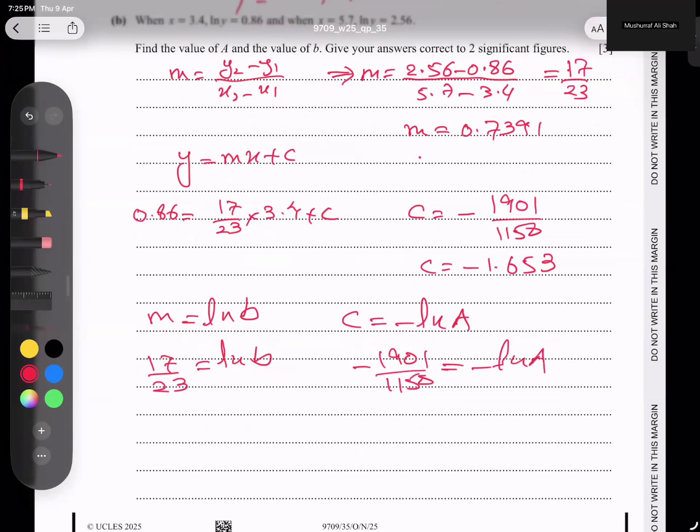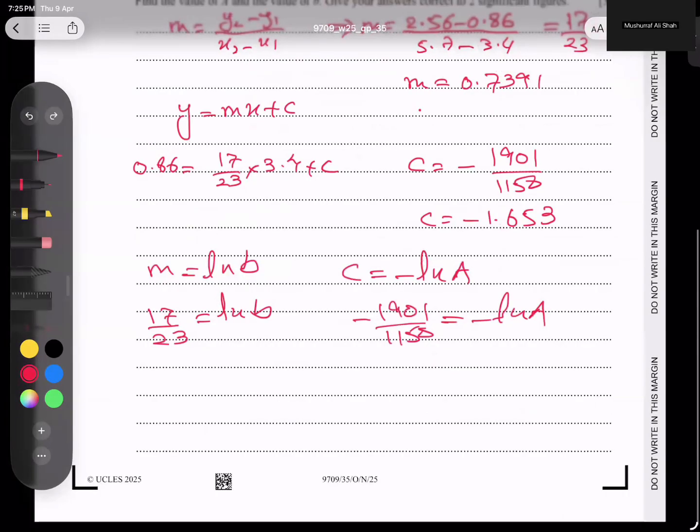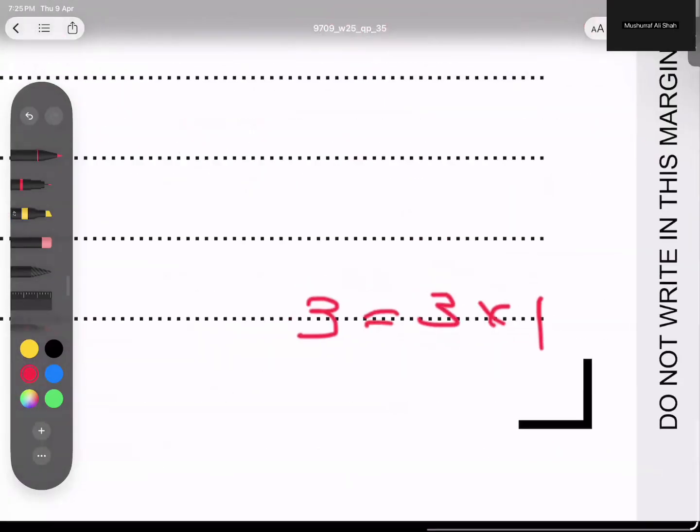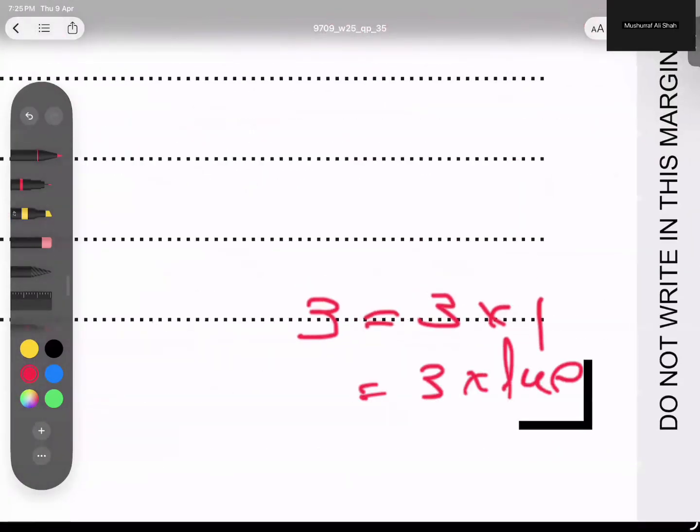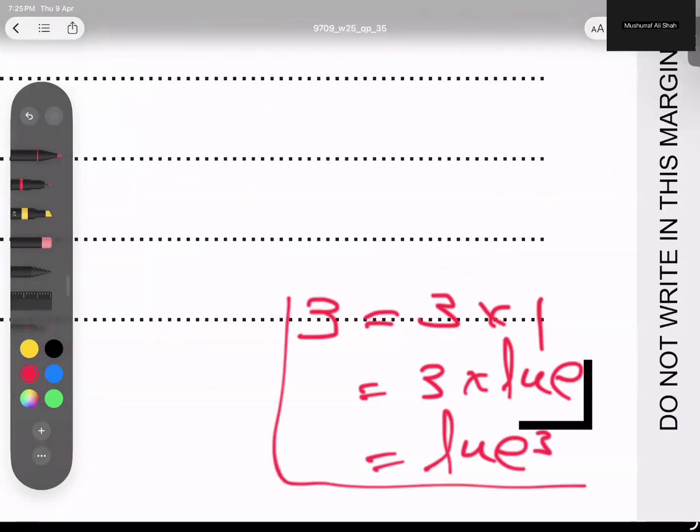So, students, the negatives cancel from both sides. Whenever a log is available here, as you can see on the bottom right-hand side, for example 3, I can write 3 times 1, and I can write this 1 as ln e, and 3 will go in the power. So we can write 3 as ln e^3. What about k? We can write ln e to the power k.